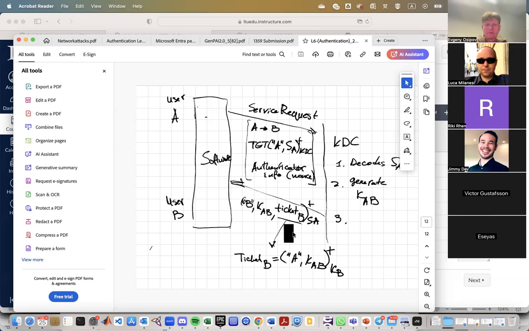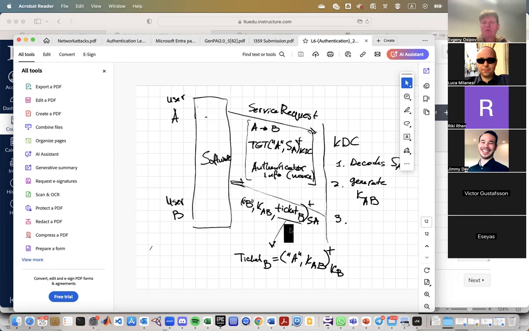So user A then takes a piece of information, a file that needs to be sent to the printer, encrypts it with KAB, with this session key, adds a ticket, and sends it over to the address of the printer, roughly speaking.